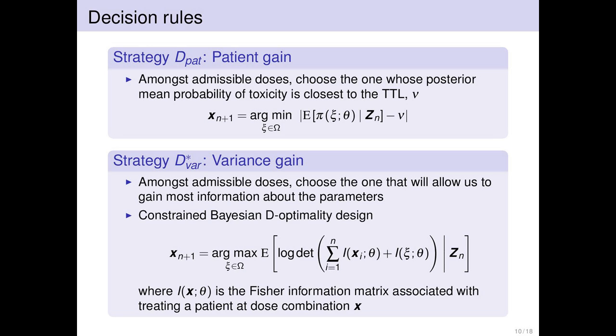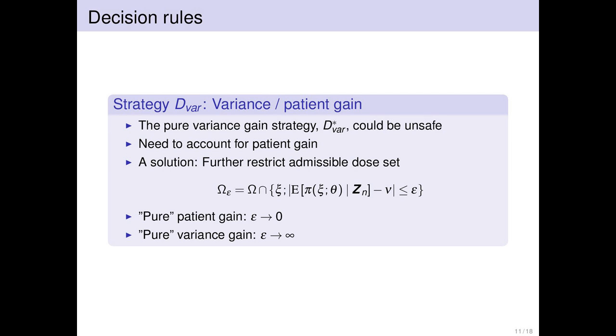Of course, if we just use a variance gain approach, we're going to be dosing patients at potentially unsafe doses. So we've got to have a trade-off between patient gain and variance gain. So in our paper, we've come up with a variance and patient gain approach, which I'm going to call here DVAR. And this basically further restricts our admissible dose set.